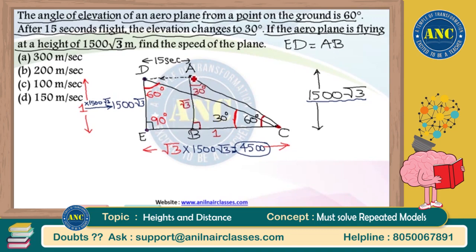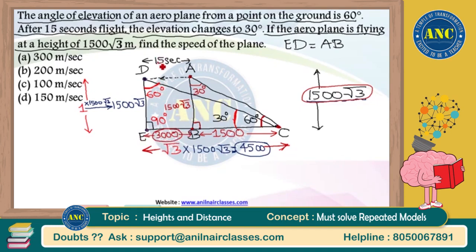But we already know that AB value is not root 3 unit. AB value is already given in the question as 1500 root 3. Root 3 should become 1500 root 3. Multiply that root 3 by 1500. 1 also multiply by 1500. That means the entire value from E to C is 4500. The value from B to C is 1500. That means the value from E to B is remaining 3000. 4500 minus 1500 is 3000. That means EB distance is 3000.